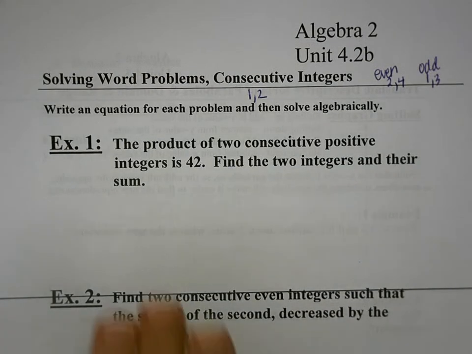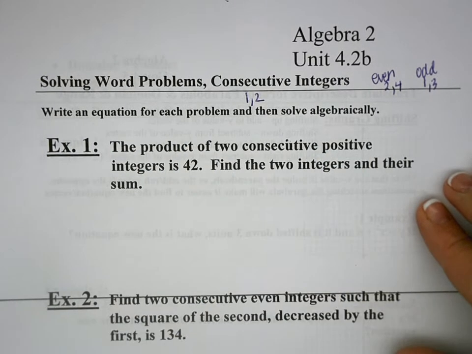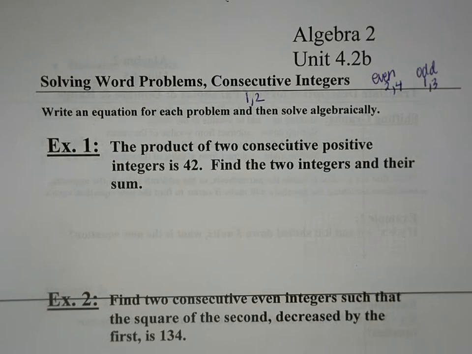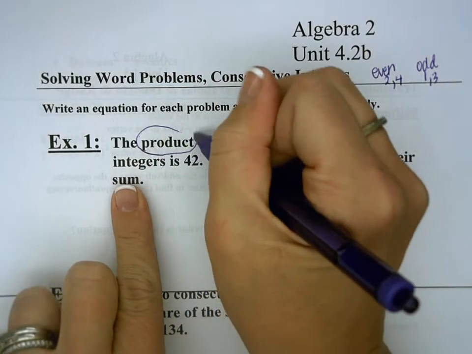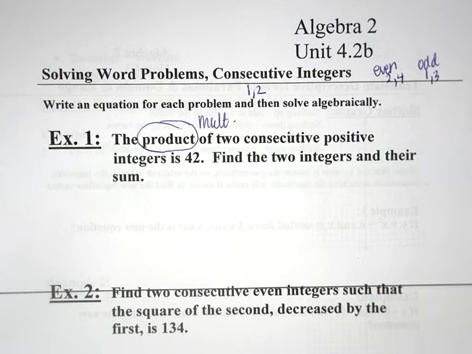All right. So today you're going to write an equation for each problem and then you're going to solve it algebraically. So you need to pay attention to what is being written in the word problem. First of all, what does product mean? Good, the answer to a multiplication problem.